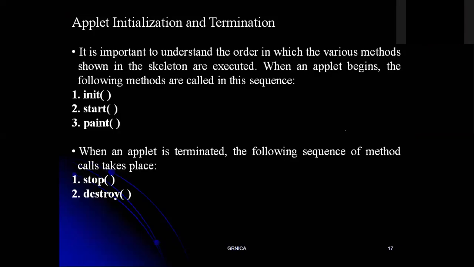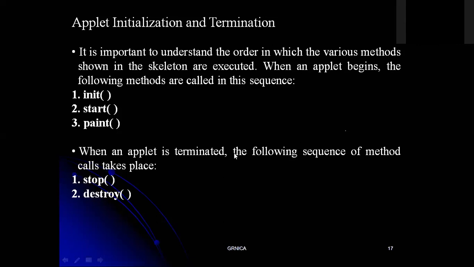After initialization and termination, it is important to understand the order in which the various methods shown in the skeleton are executed. When an applet begins, the following methods are called in sequence: init, start, and paint. Init just begins the execution; start resumes the execution. Paint uses a graphics method, drawString, which will print according to the x and y coordinates.